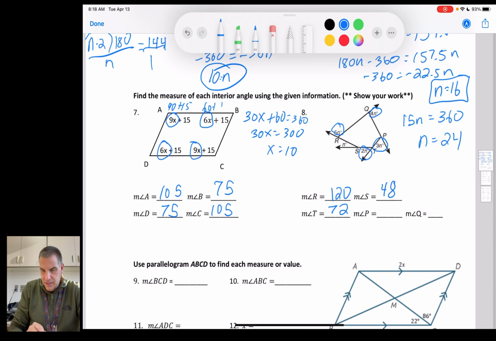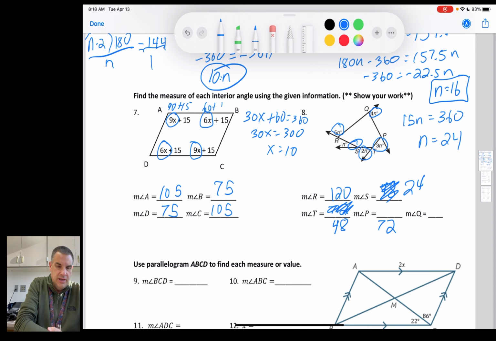Well, maybe I've got these. I'm sorry, I messed them up. Angle S, I think, is this one right here. So angle S is 24. Angle T is 48. Angle P is 72. And angle Q is 96. So just be a little bit careful with that. I kind of messed them up.